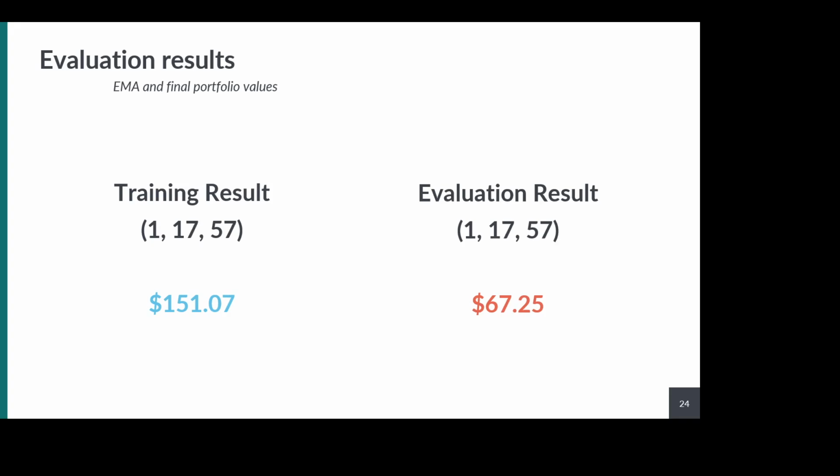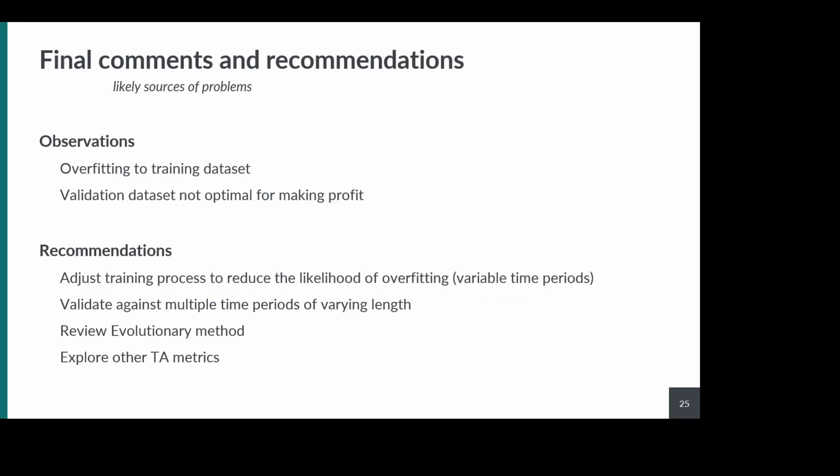This is leading directly into our observations, which is first and foremost that we are likely overfitting to our training data set. And secondly, that the validation data set is not generating a profit, potentially because the second validation data set is not optimal for making a profit. The timeline itself may be quite challenging in its ebb and flow of those values, which means that perhaps it is not able to make a profit in that time period anyway.